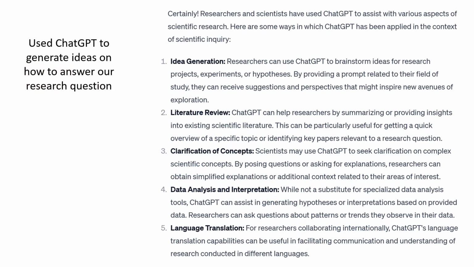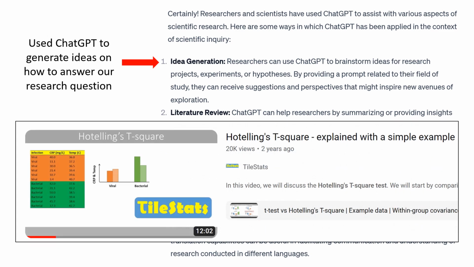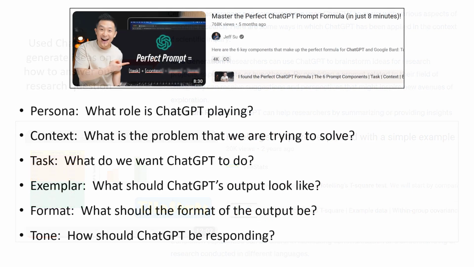So let's review what we did here. We used ChatGPT to generate recommendations on how to answer our research question, and then went to YouTube to get the details on exactly how to apply ChatGPT's number 1 recommendation. We also saw the importance of formulating good prompts to keep ChatGPT focused on exactly what we want to accomplish.